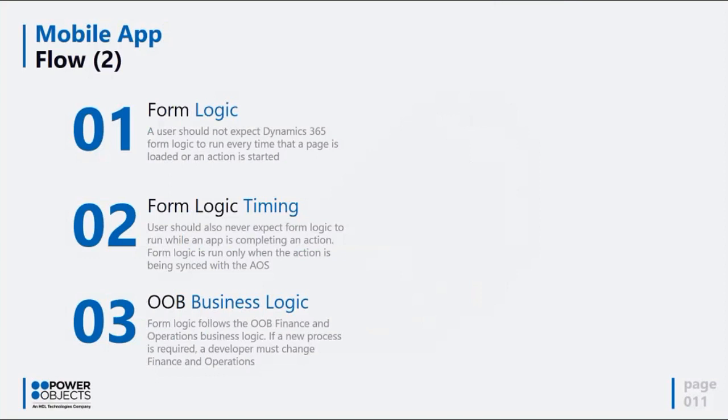And again, it uses out-of-the-box business logic, so the forms and stuff that are already sitting in finance and operations. If you want to do a process that isn't based on something in finance and operations, you've got to develop that form in there, and then you build your mobile workspace based on that new form. And we'll talk about a specific example in a second.